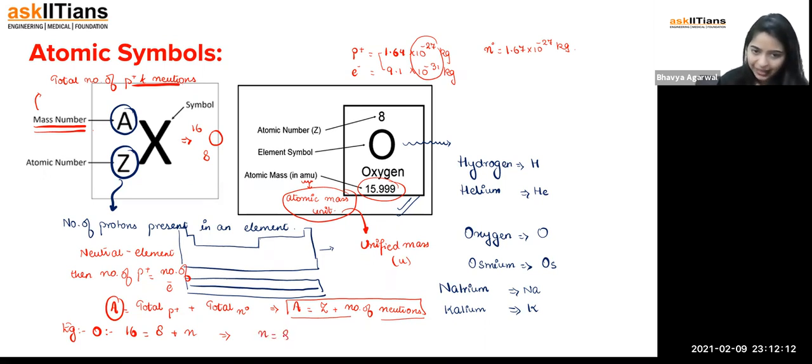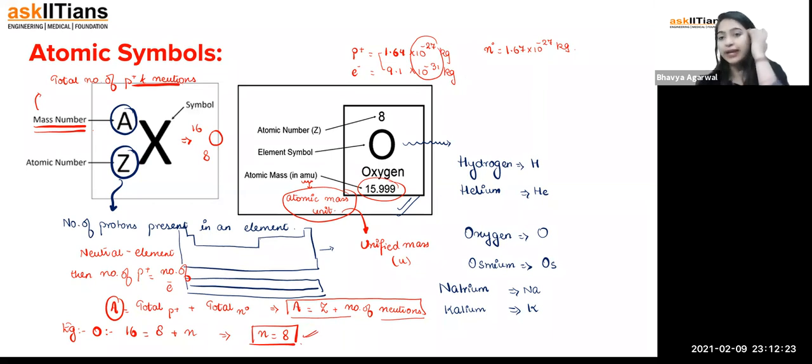So from here, I get the value of N as 8, which means that the total number of neutrons found in an oxygen atom will be 8, which also suggests that the numbers of protons, electrons, and neutrons in a neutral atom of oxygen will each be 8. Right? Make sense? Okay then, so let's move to another portion.